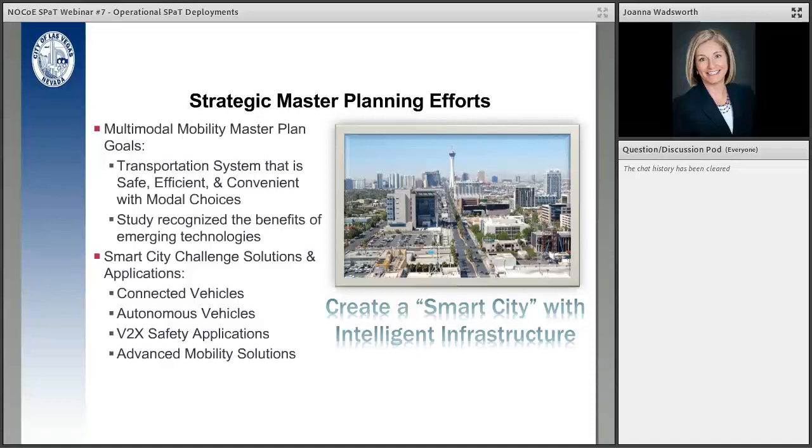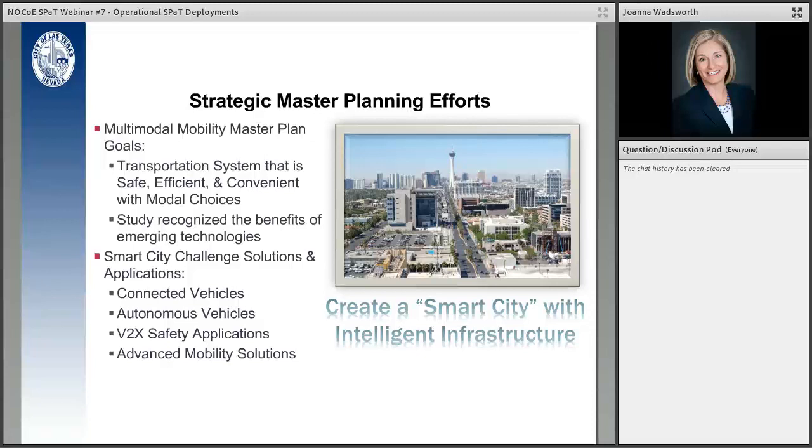like many communities, we have challenges that we're facing that include our rapid population growth that is putting strain on our roadways, and we continue to experience traffic-related injuries and fatalities. And so our goal is to provide a safe, convenient transportation network that has modal choices.